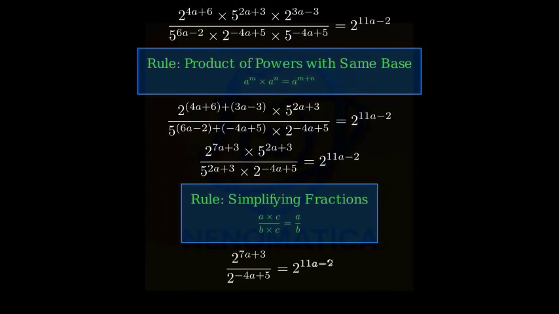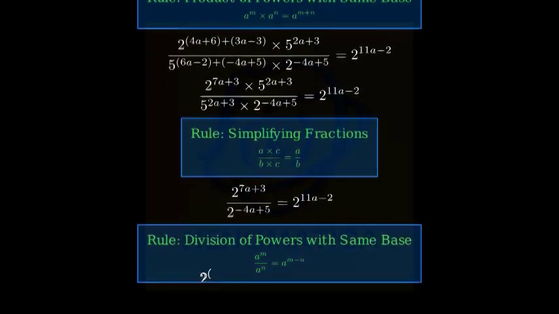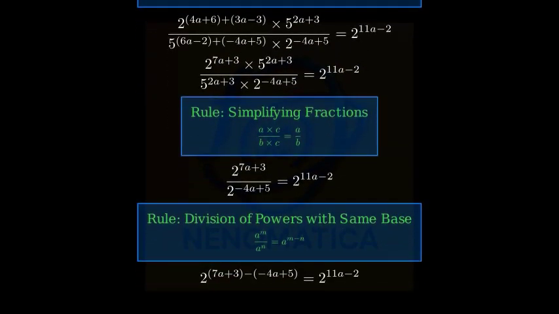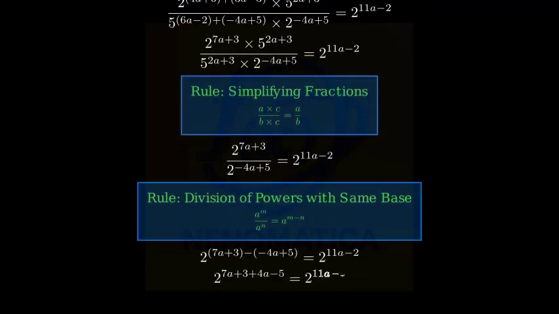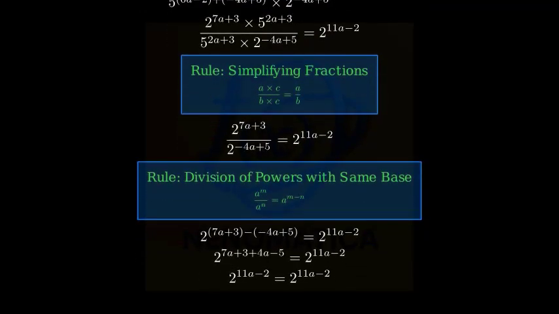We notice that 5 to the power of 2a plus 3 appears in both the numerator and denominator, so these cancel out. When dividing exponential expressions with the same base, we subtract the exponents. So now we have 2 to the power of 7a plus 3 minus negative 4a plus 5. Let's simplify the expression in the exponent. We have 7a plus 3 minus the quantity negative 4a plus 5. Since we're subtracting a negative 4a, that becomes positive 4a. And subtracting positive 5 gives us negative 5. So we have 7a plus 3 plus 4a minus 5, which equals 11a minus 2.